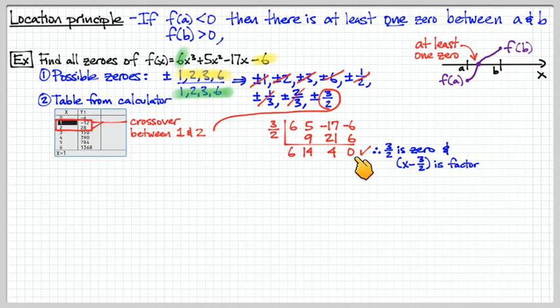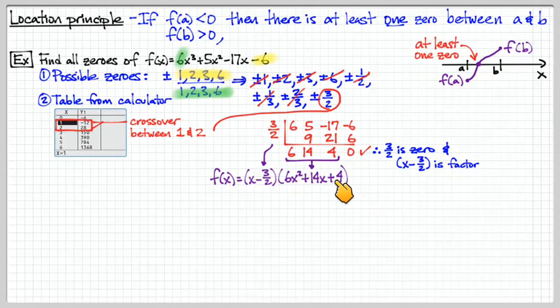We get a remainder of 0, which is good. It says that 3/2 is one of our zeros, so x minus 3/2 is one of our factors. So we have our factor here. We could create our other part of our quotient factor here.